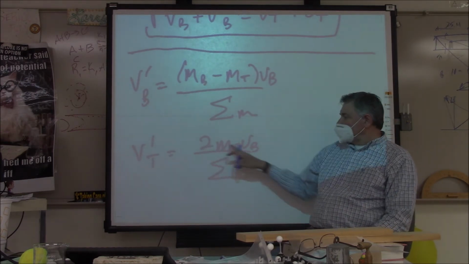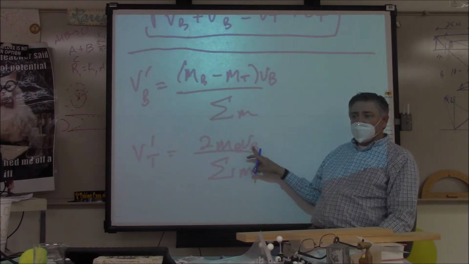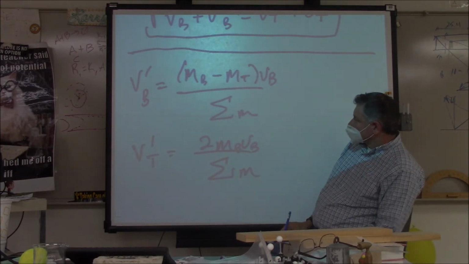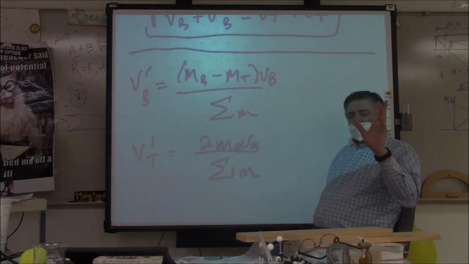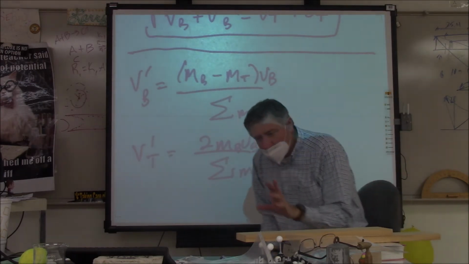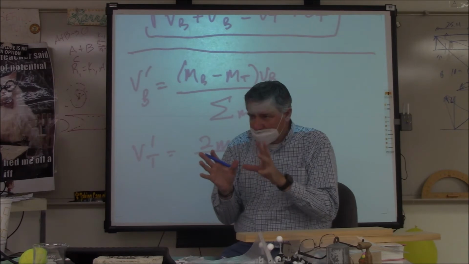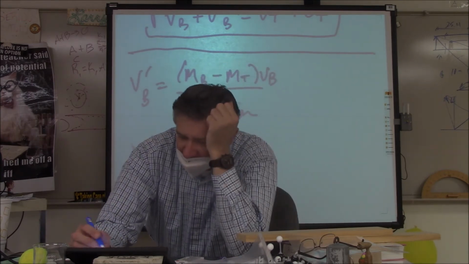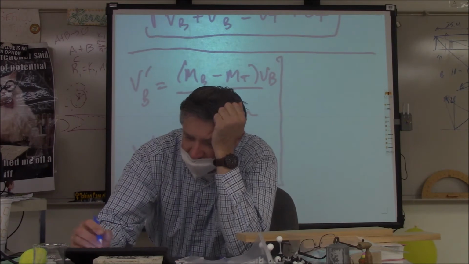Momentum. So this is twice the momentum. And then I'm going to divide it by the sum of the masses. Now, here's what I want to look at. The variables here are the masses. So if you look at this situation, you can have three different situations.